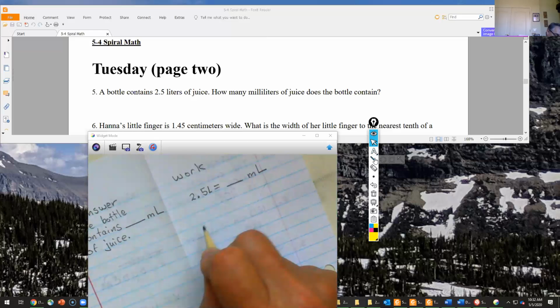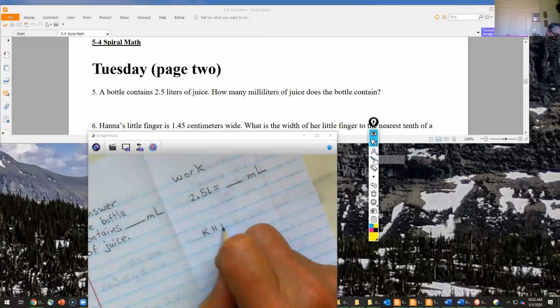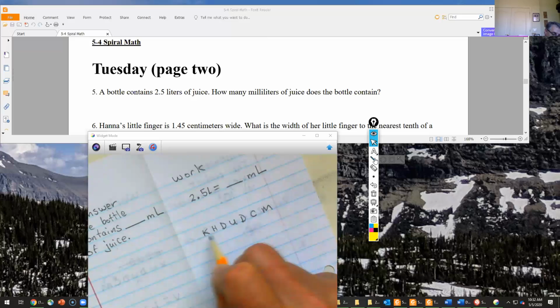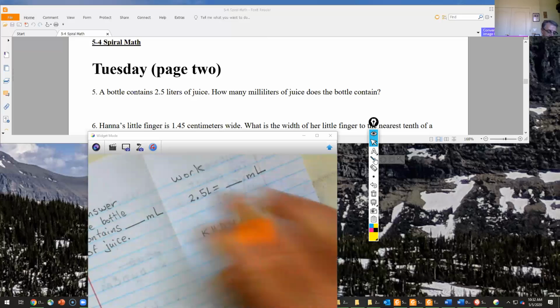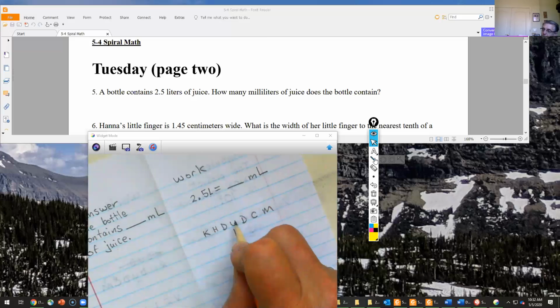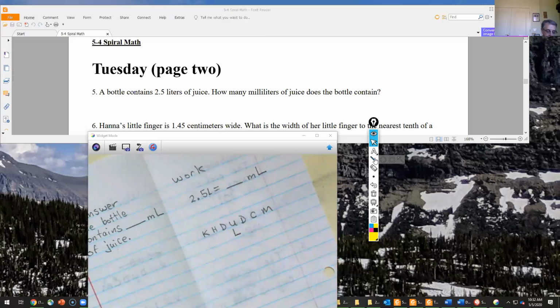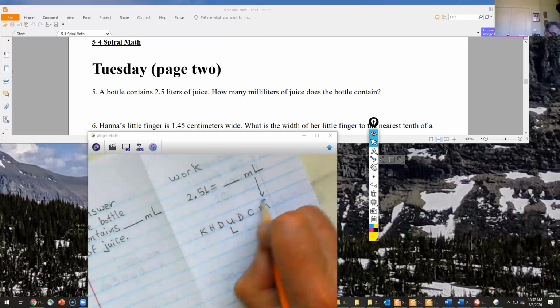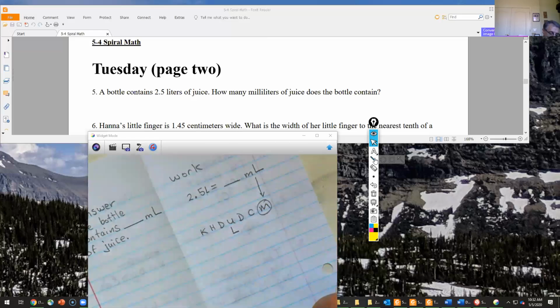I want to do my King Henry died unexpectedly drinking chocolate milk. King Henry died unexpectedly drinking chocolate milk. I want to make sure I have all the letters there. My unit of measurement is liters, and that's going to go right here where it says U. M for milliliters is going to mean that we're going to be going down here to the very end of the very smallest. And we're going to be moving from liters to milliliters. So we're going to be going from left to right.